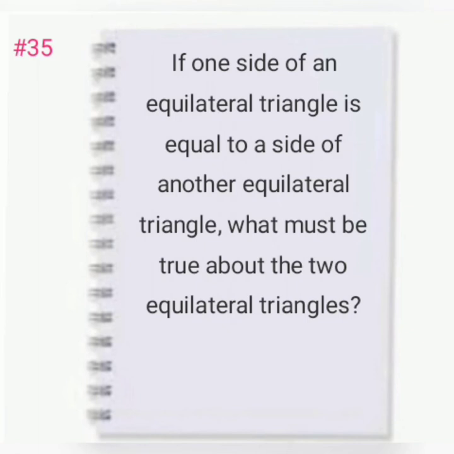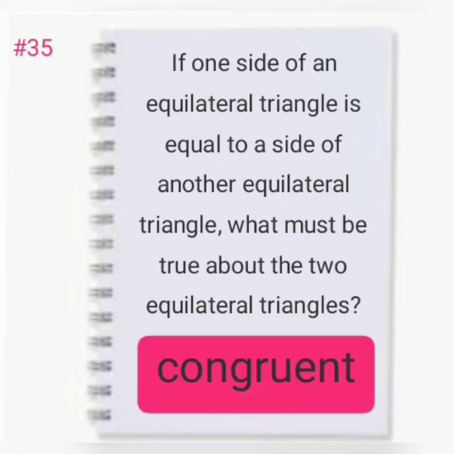If one side of an equilateral triangle is equal to a side of another equilateral triangle, what must be true about the two equilateral triangles? They are congruent.